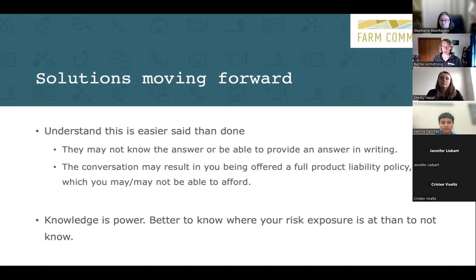Despite that crushing reality that this might result in more bills and a higher premium and greater uncertainty for you, knowledge is still power. And you can still walk away from that conversation knowing where your risk exposure is. It is better to know than not to know. I really do believe that you can make subtle changes to your behavior once you know that you aren't insured, or that would be a farm ending incident if it happened. Better to know than not know.